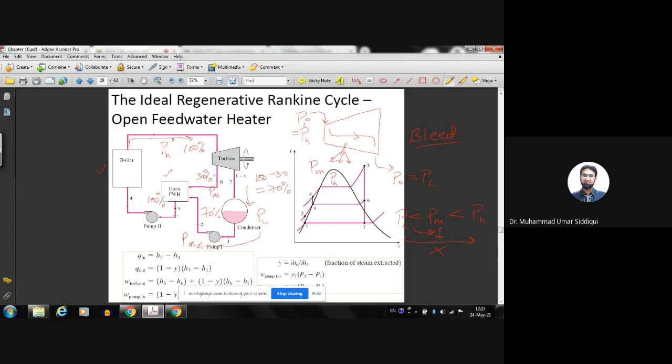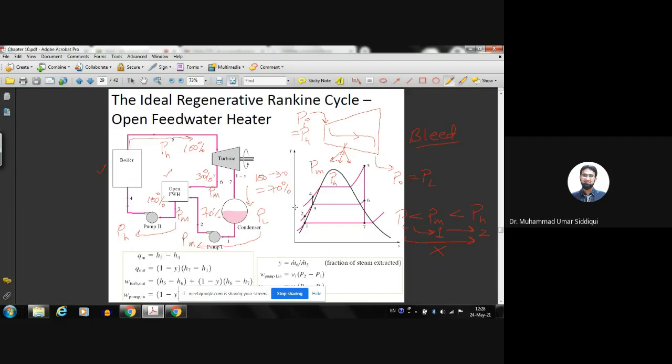This comes out as saturated liquid, and this saturated liquid is then pumped into the second pump. This second pump raises the pressure from PM to PH, to high pressure. So this is PM, and from PM the pressure will be raised to PH. Now this will go into the boiler, be heated again, and that is how the cycle continues.